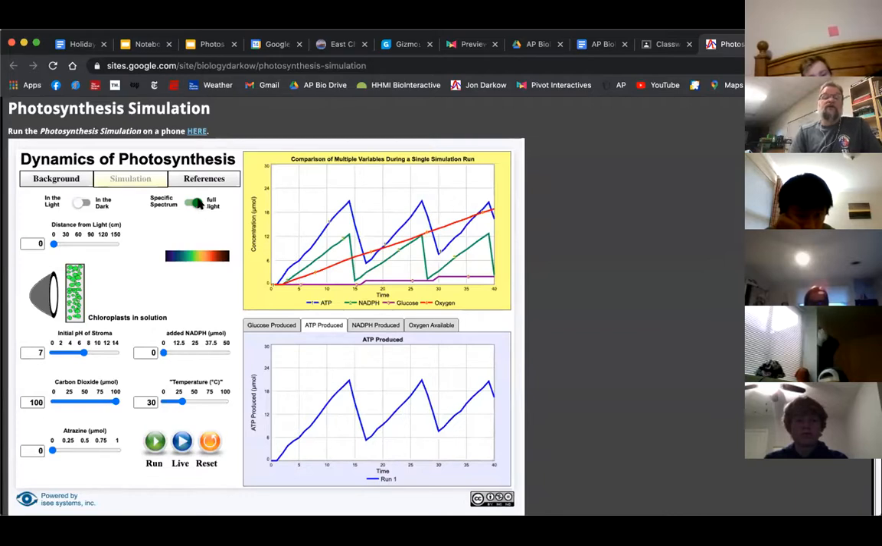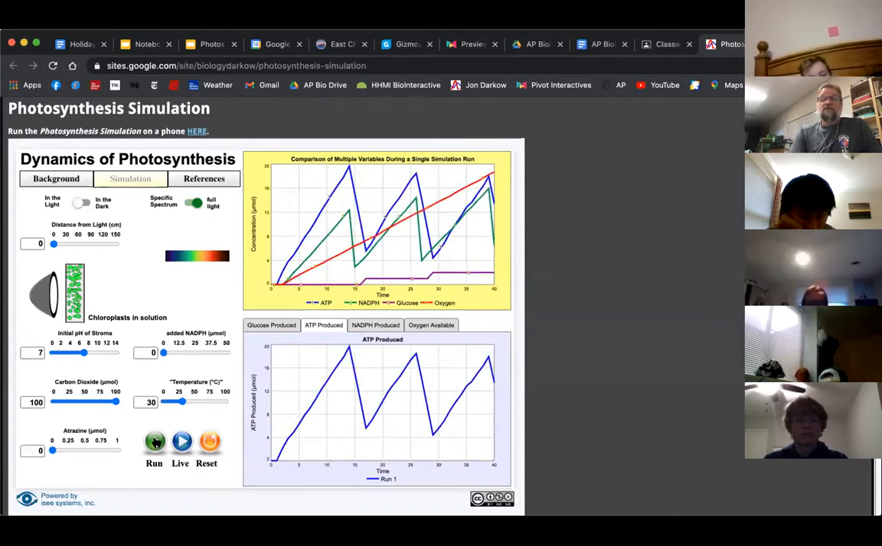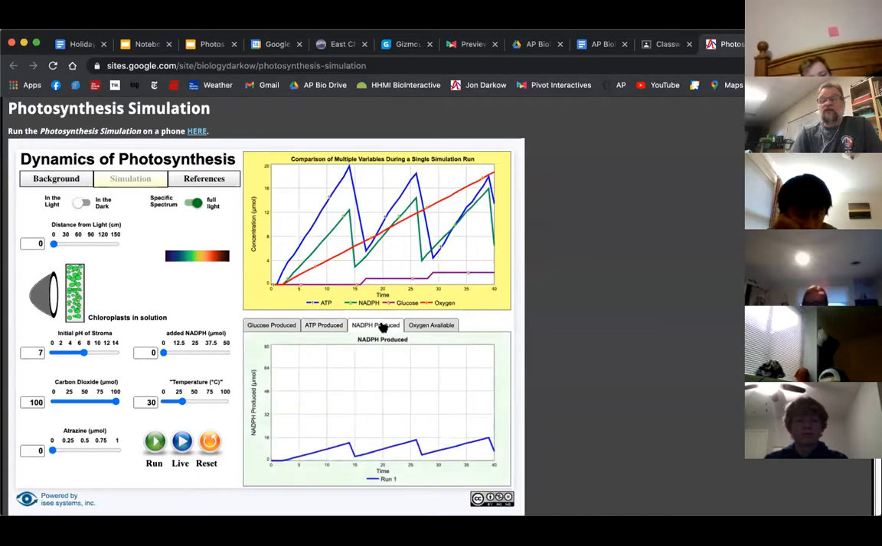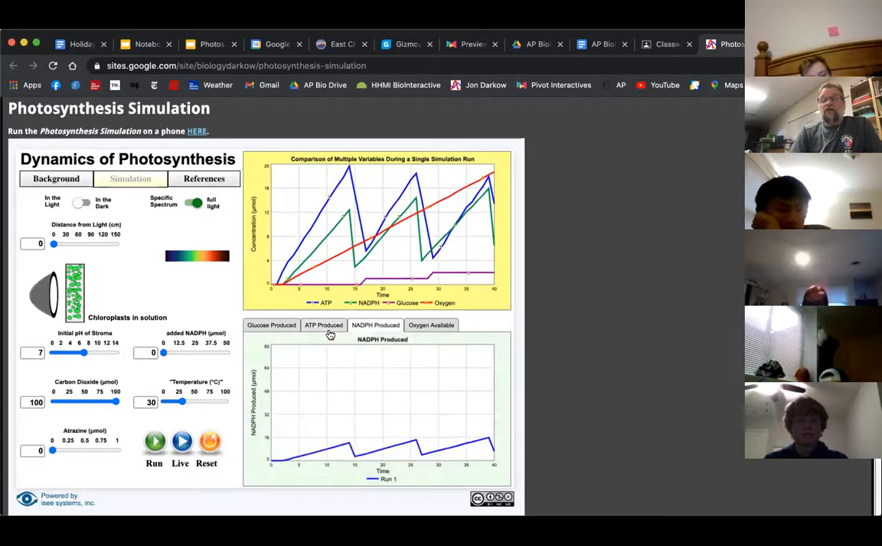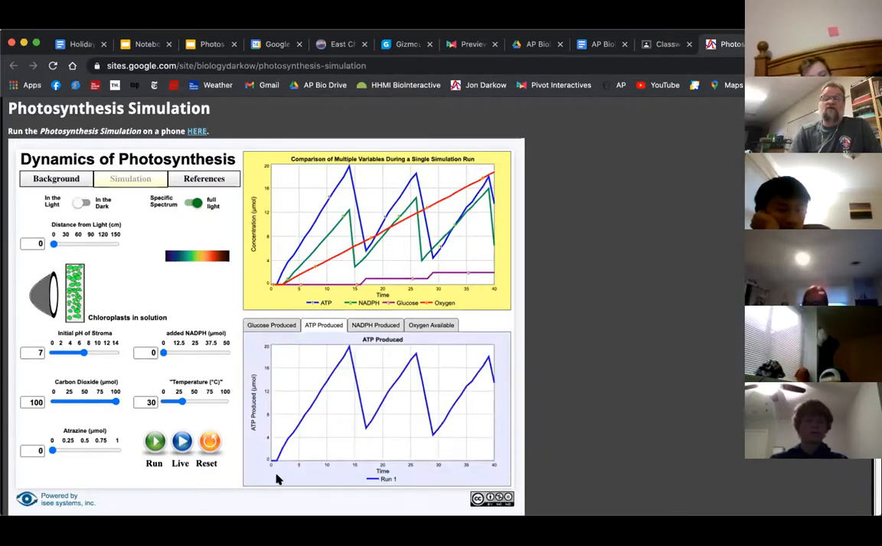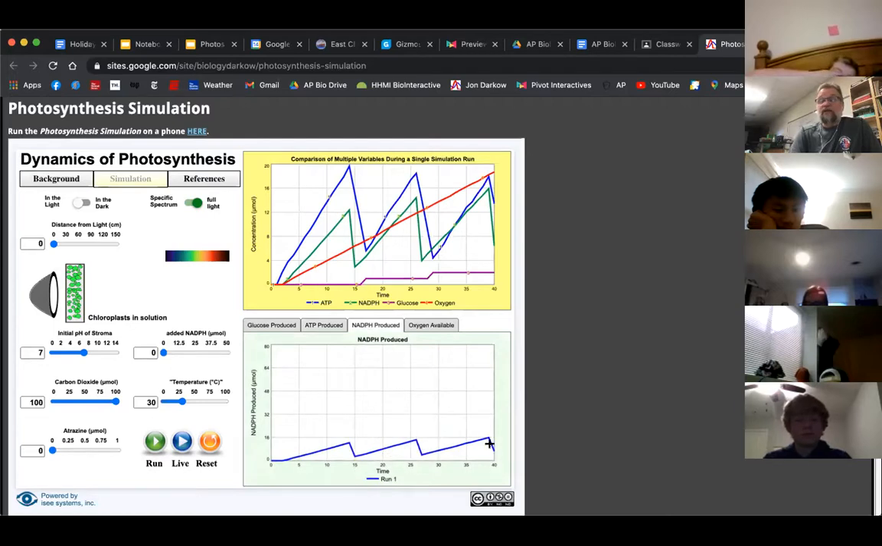So here I can see with the full spectrum, this is what made reset. With the full spectrum, this is what I get in terms of ATP. This is what I get in terms of NADPH. So that means water should be being hydrolyzed. And I can see if water is being hydrolyzed, I'm getting pretty good ATP production. And I'm also getting NADPH production. Yes or no?